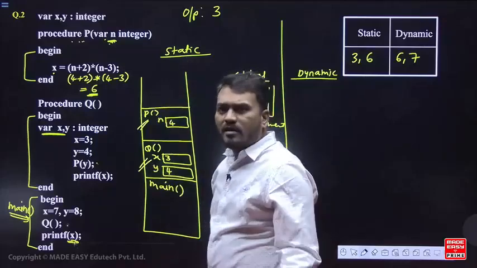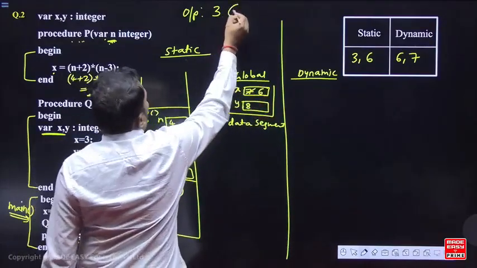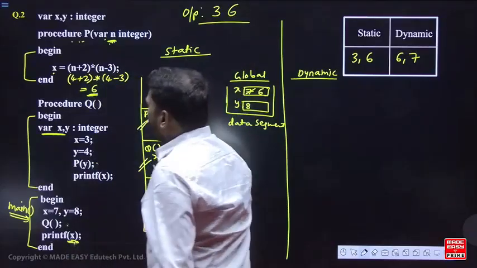Static scoping, from where you take global. What is the value of global? Global में x का value कितना? 6. बस हो गया. It will print 6. That's it. So that is the static scoping.